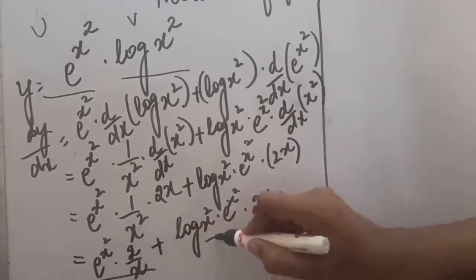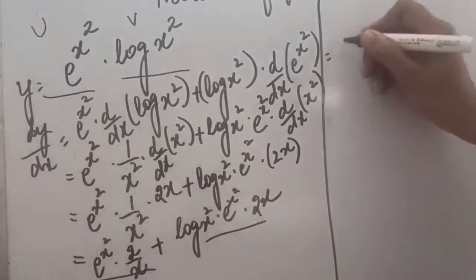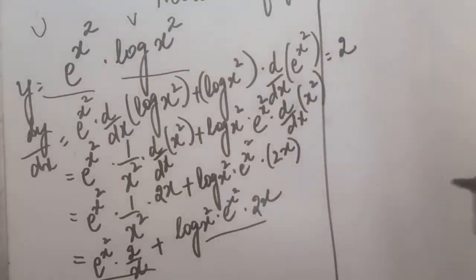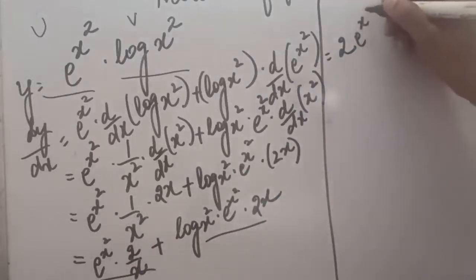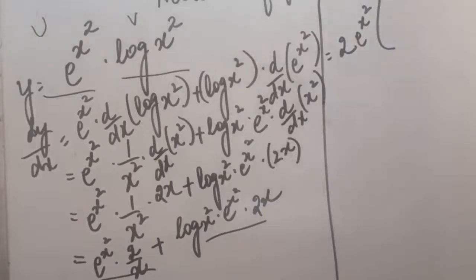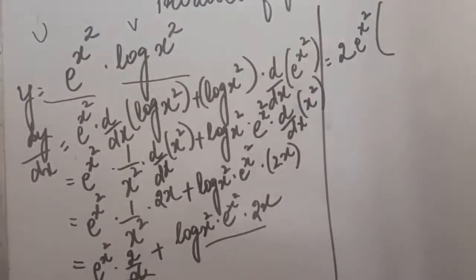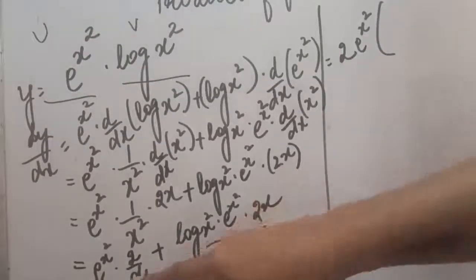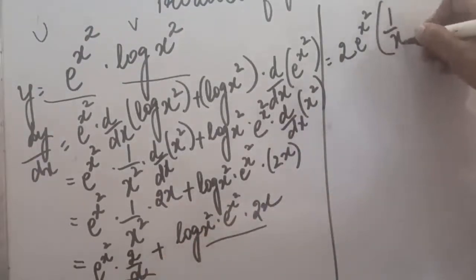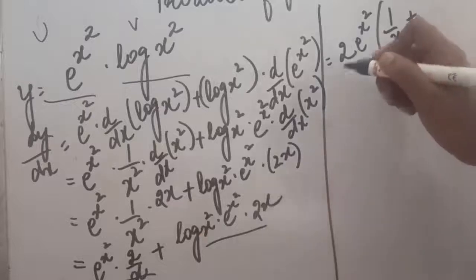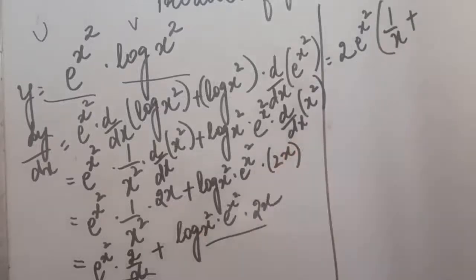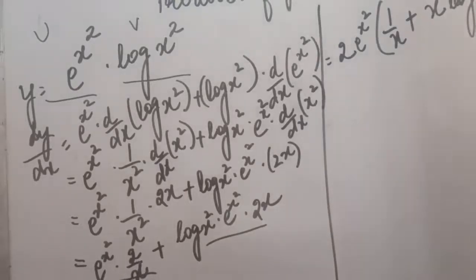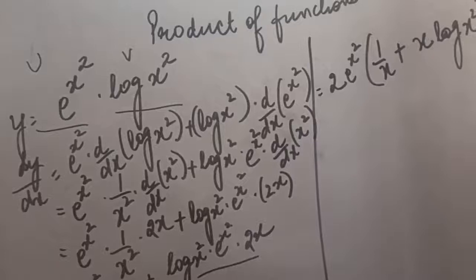Now looking at both the sides, we can say that 2 is common on both the sides and e^(x²) is also common on both the sides. So this 2e^(x²) is common on both the sides. Here on this side we will be left with 1 upon x, and here, if we take this 2e^(x²) common, we will have x log x². So this is the answer that we will get by taking this common.